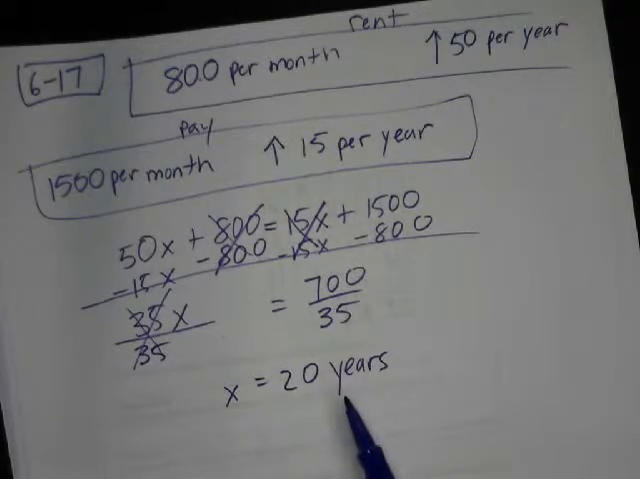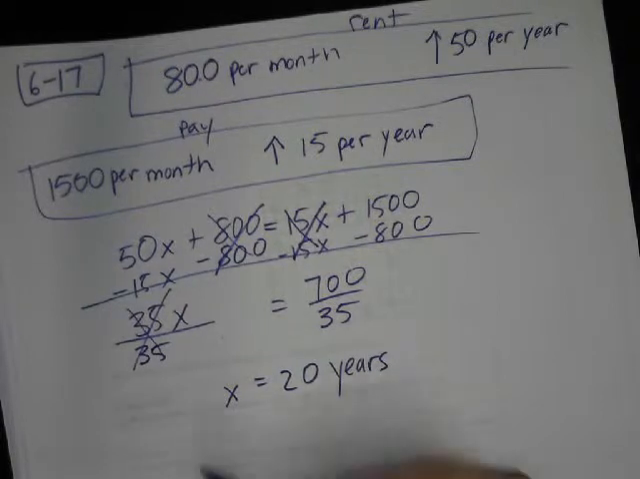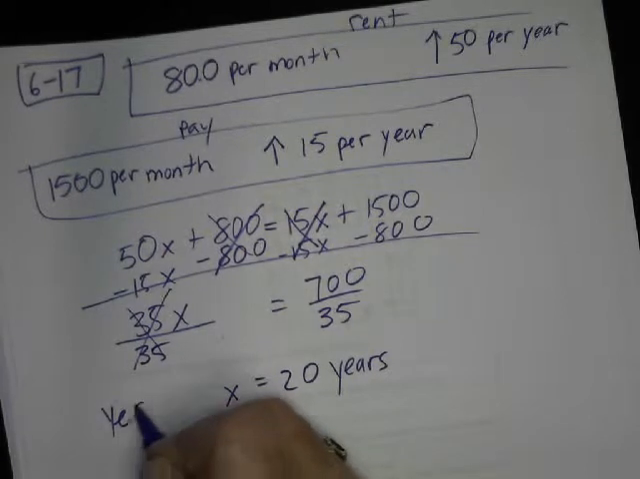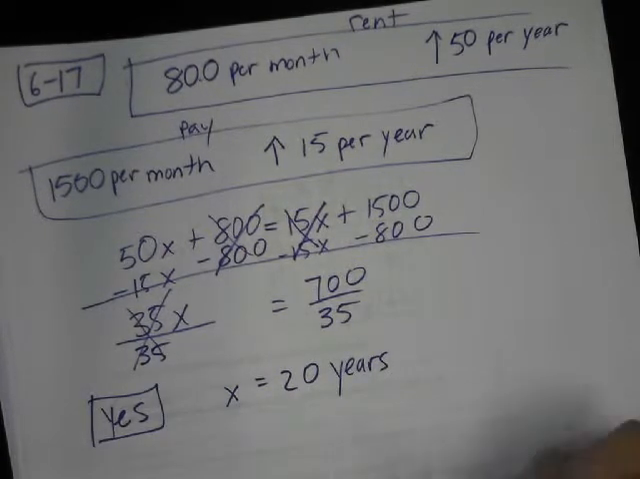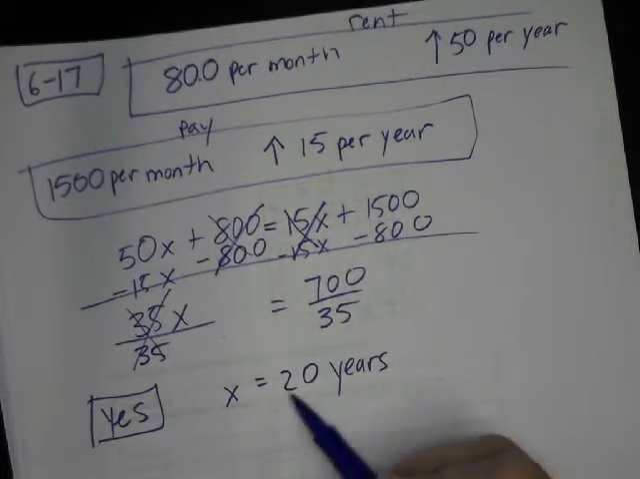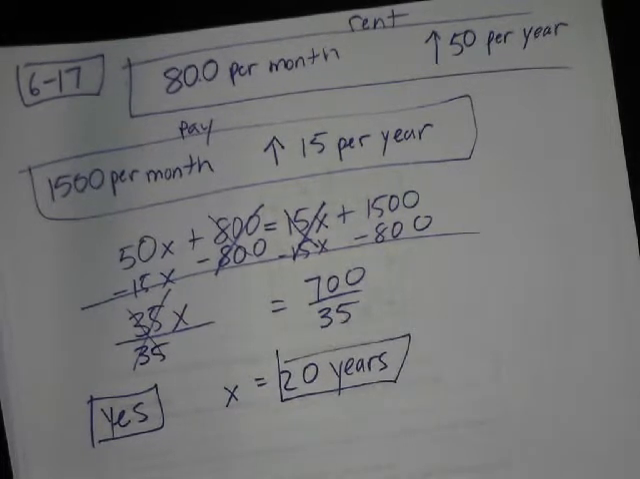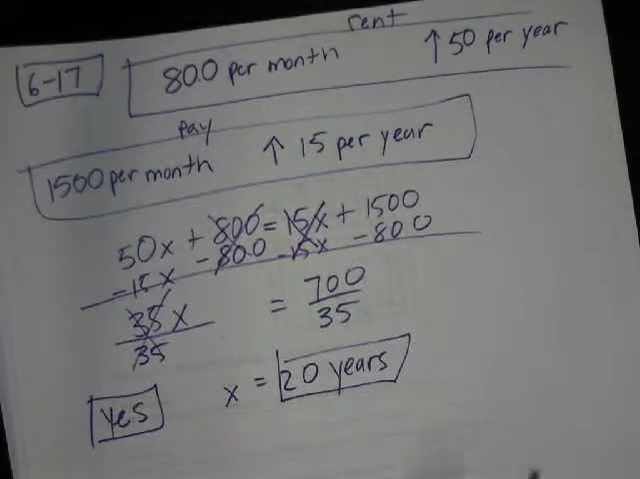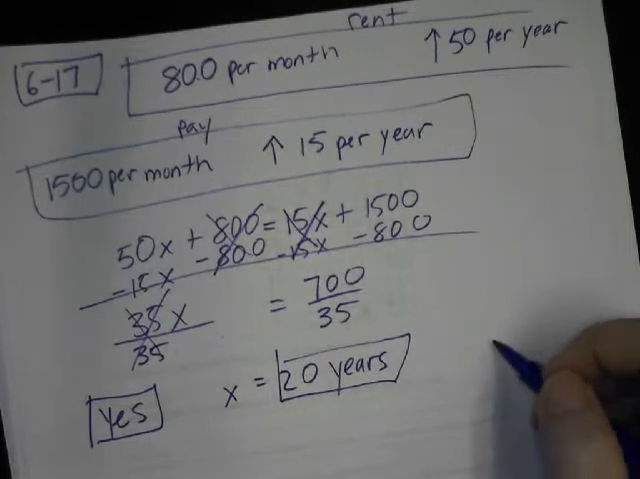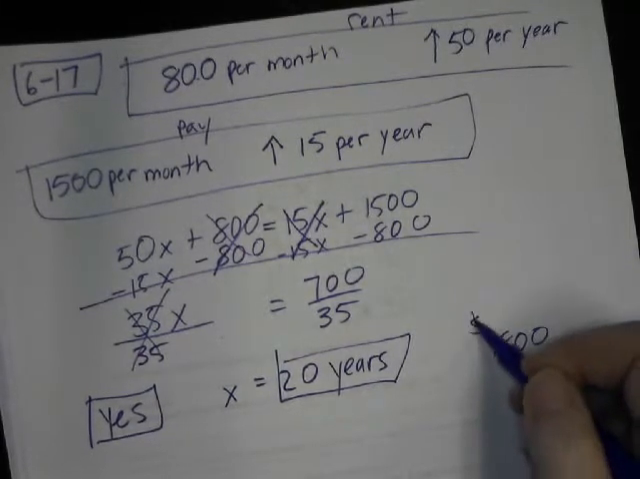This is one of the questions they asked. They asked us several questions. Assuming her rent and take-home pay will continue to grow linearly, will her rent ever equal her take-home pay? We're going to say yes. And then it says, if so, when? And we're going to say in 20 years. And then it says, how much will the rent be that year? She says 1,800. Let's see if that's right. Yep, so it's 1,800.